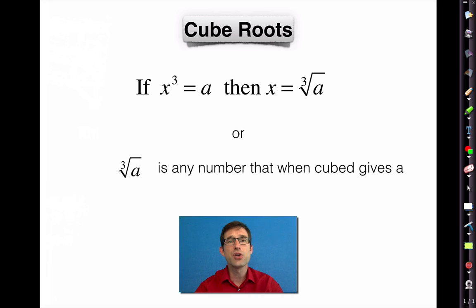So if x cubed is equal to a, then x is the cubed root of a. Or, better yet, if we're looking at the cubed root of any number, then we're looking for the number that when cubed gives us that. Ooh, right? Very similar to square roots.